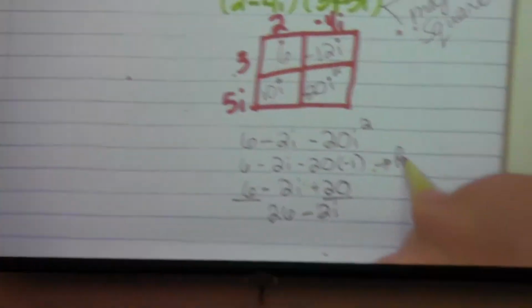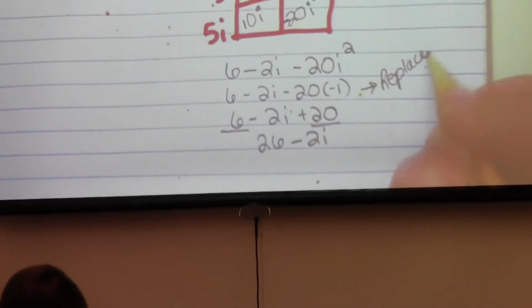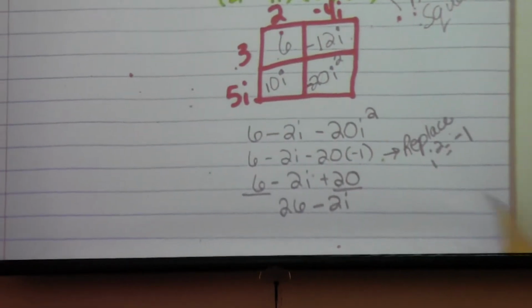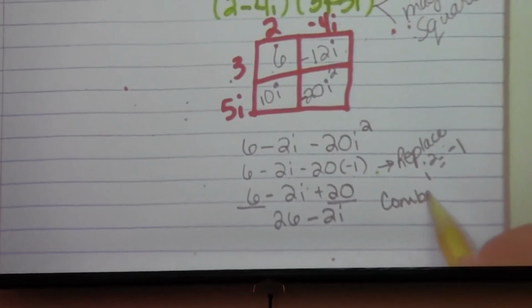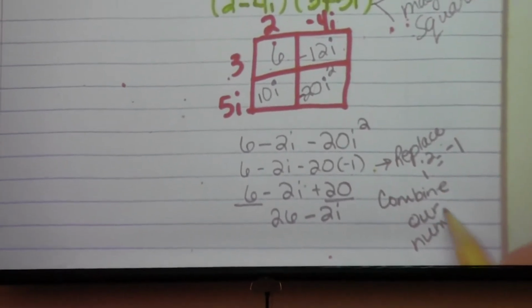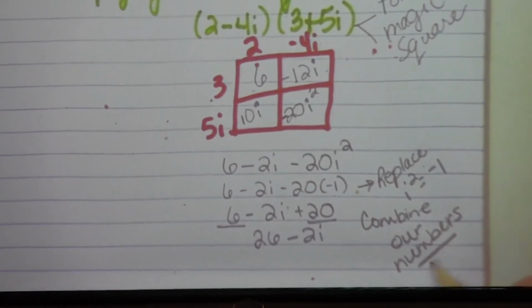We're going to replace our i squareds with negative 1. And then we're going to combine. It's always just going to be our numbers or our coefficients, our constants, whatever you want to call them.